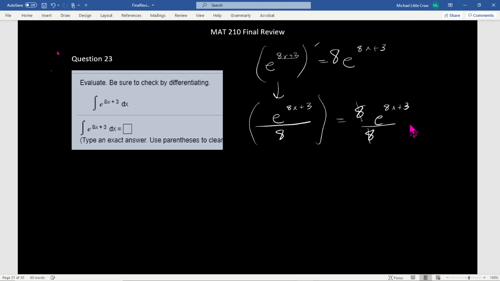8 divided by 8 is 1. I got now what I started with. So what it's telling me is that this will integrate to e to the 8x plus 3 over 8. Okay, that's all. That's end of story.